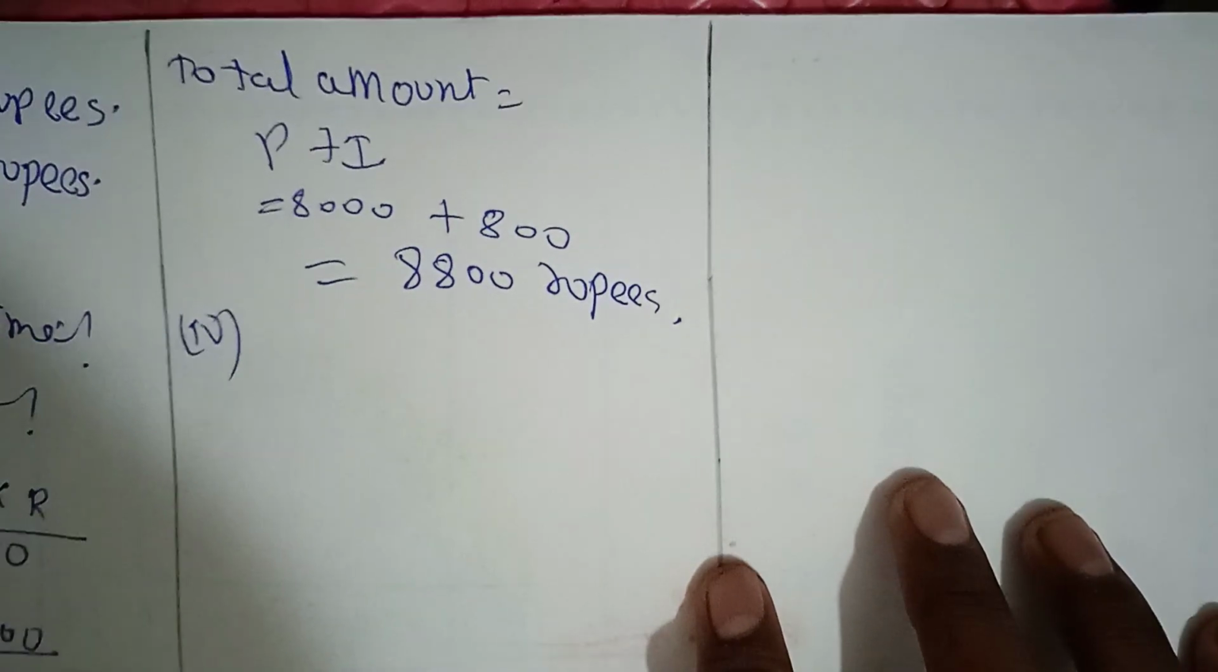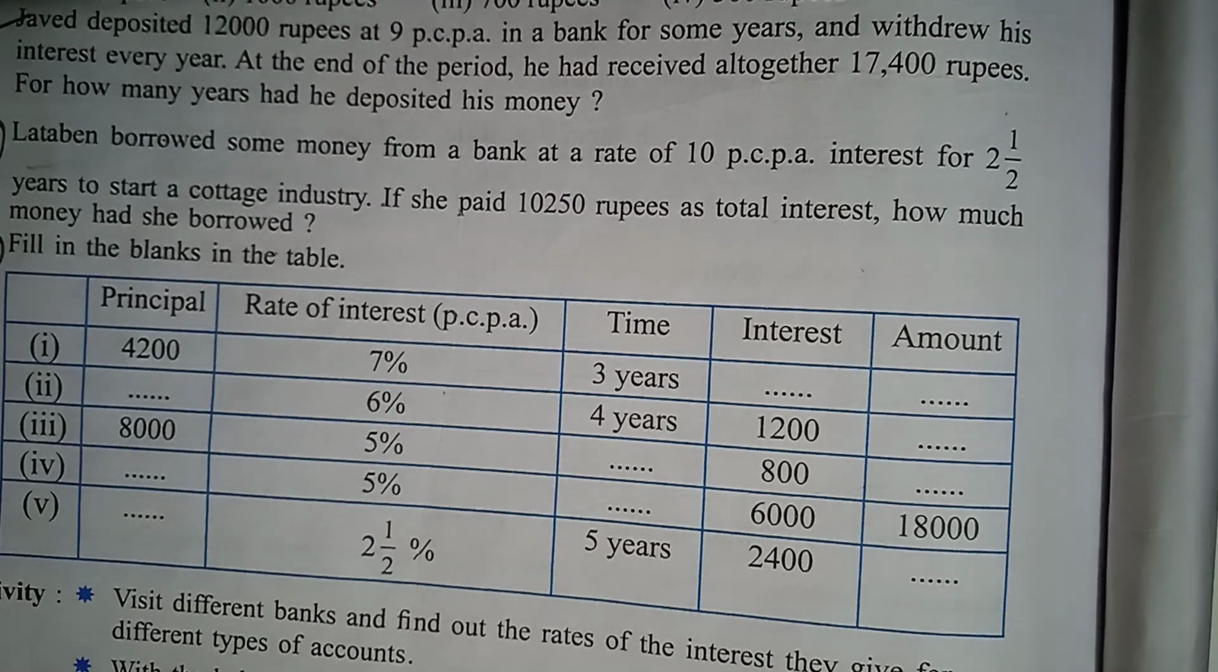Fourth one. In the fourth example, they have not given the principal. Rate of interest is 5%. Time is not given to us. Interest is 6,000 and amount is 18,000. So here we have the total amount, we have the interest, we have the rate of interest. We have to only find principal and time.